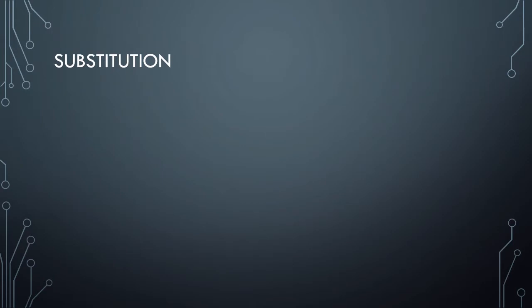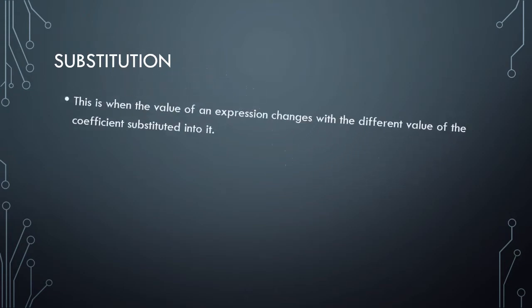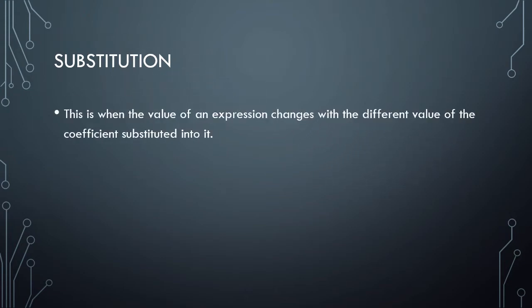Substitution simply means taking a value and putting it in a coefficient. Now let's look at this example. You have 3x plus 2 and you are asked to do a substitution. So if x is 1, you will have 3 times 1 plus 2, which will give us 5. The value of an expression changes with the different value of the coefficient. The coefficient here becomes x.